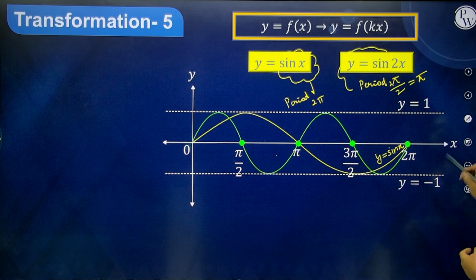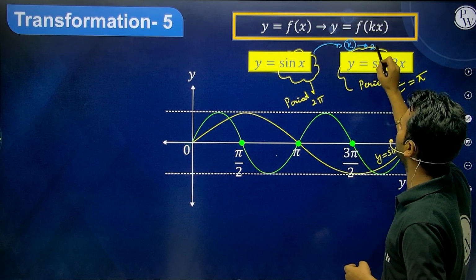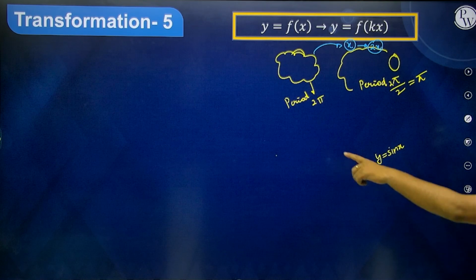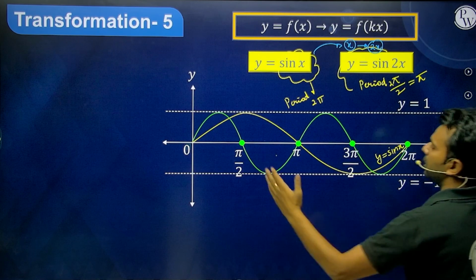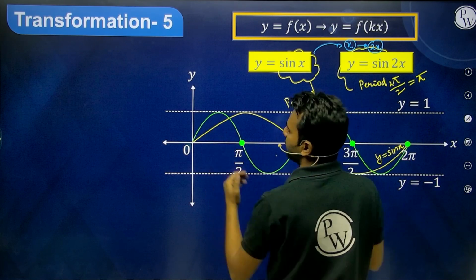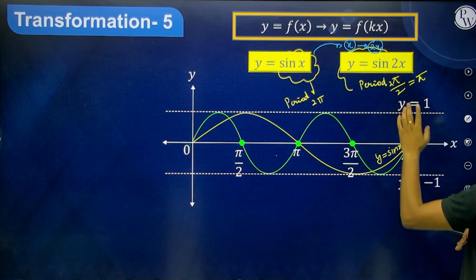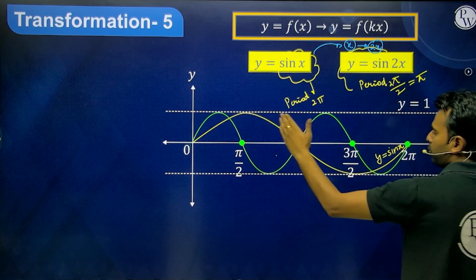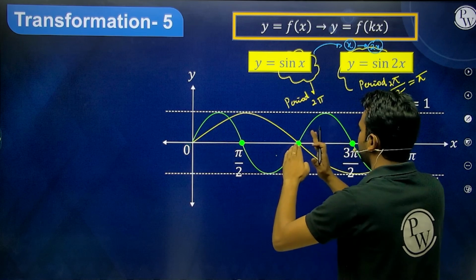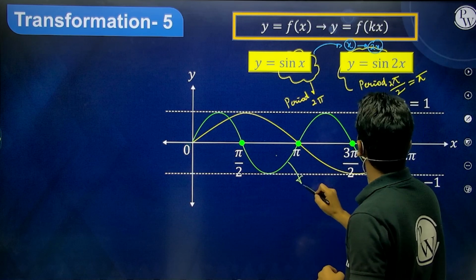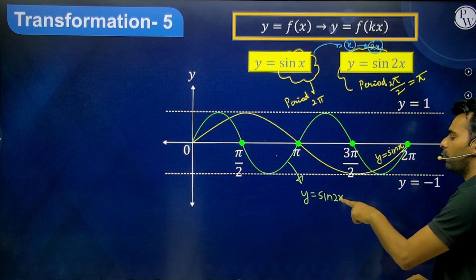Yes or no? And also you can feel one thing, that whenever x is replaced by some constant times x, and if this constant is greater than 1, compression will take place. Whenever this constant is greater than 1, compression will take place. Means what? You have taken this y equal to sin x and compressed it. Why you have made it half is because you have multiplied it by 2 over here. Look, it was 0 to 2 pi over here, and you have made it half. Look, one cycle has been completed. This is the graph of y equal to sin 2x. Why has it been made half? Because over here 2 is written.